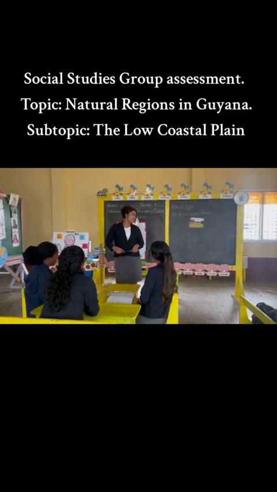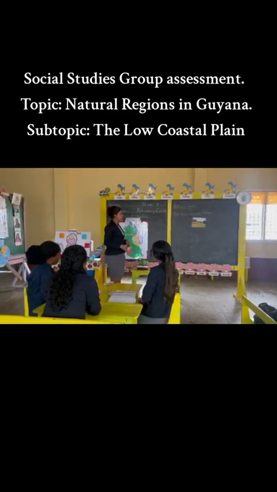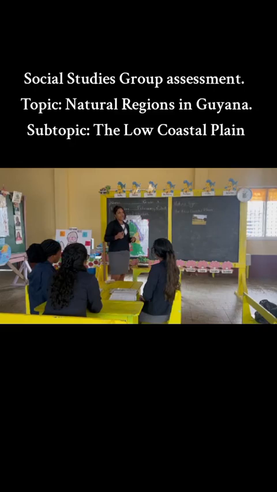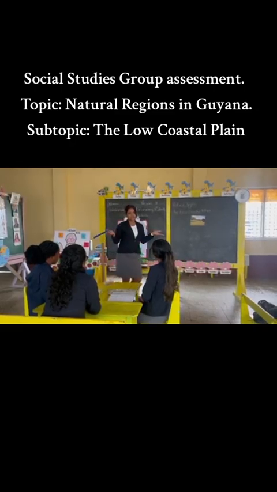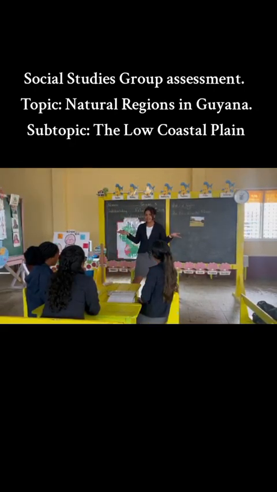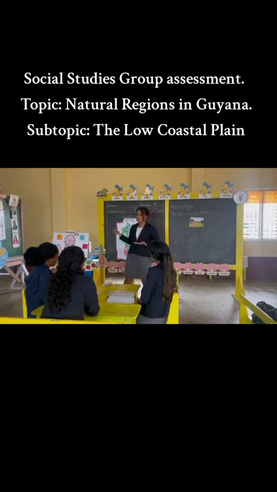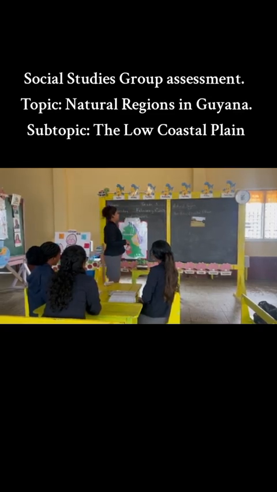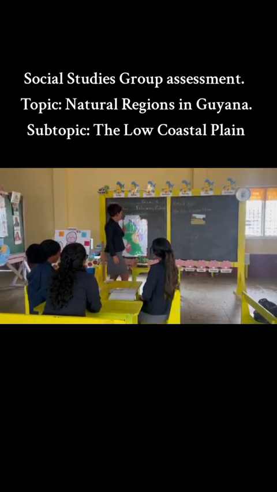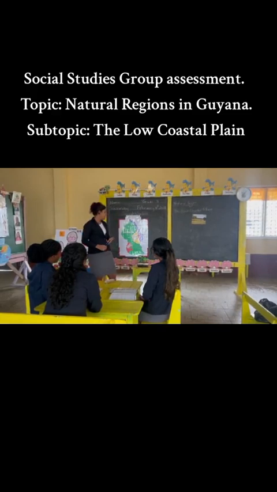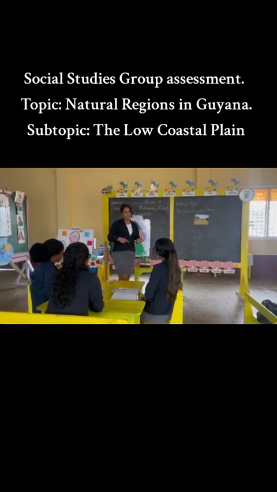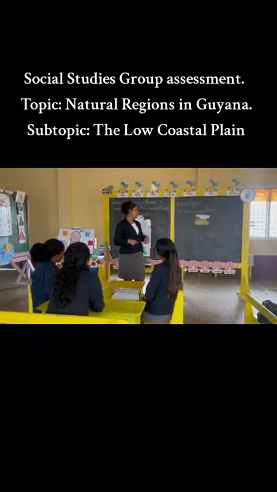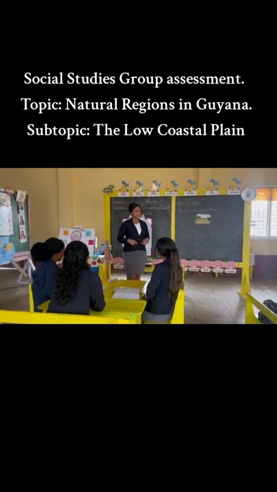Alright, people cannot live there because those areas are hilly, and we cannot go and build a school on top of a hill. How will we go to the school? Will we climb the hill? So basically, the landscape on the low coastal plain is flat and terrain land, right? So we will now move on to the next feature.